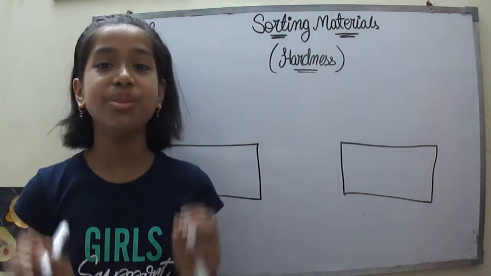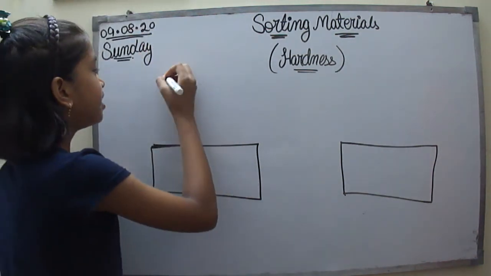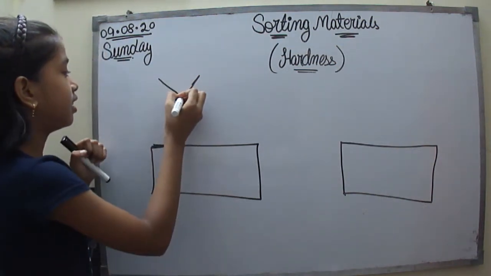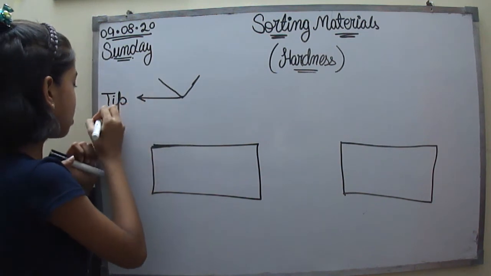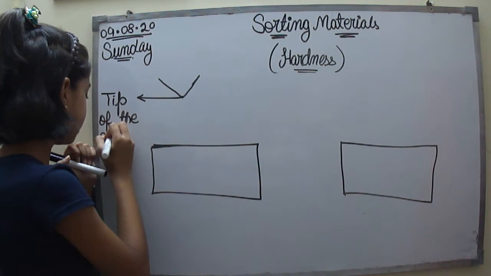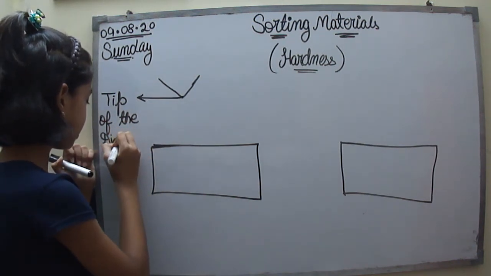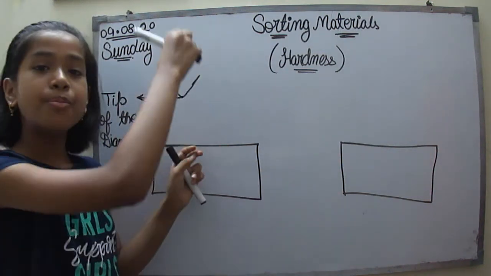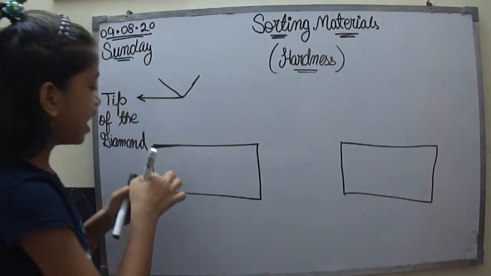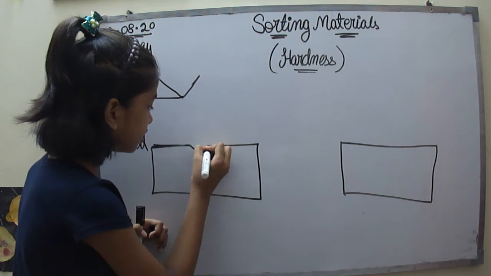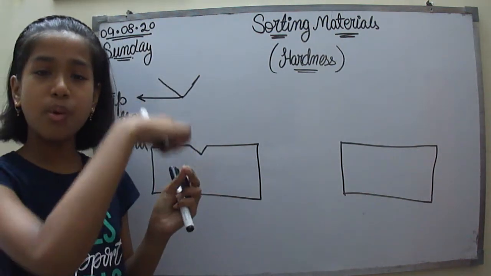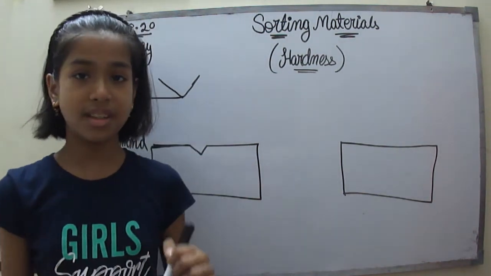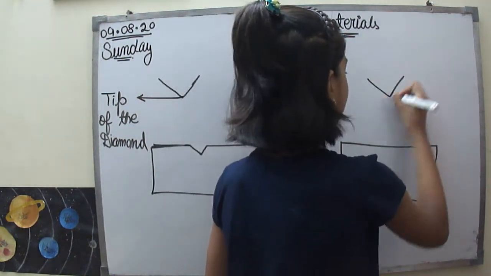For doing that, we use diamonds. Now let's see. Basically, I'm just drawing the tip of the diamond. This is the tip of the diamond here. Now what happens is that we push this diamond down, and the little hole or mark which we get on the object tells how hard it is. For example, if we do the same thing to both of these objects.